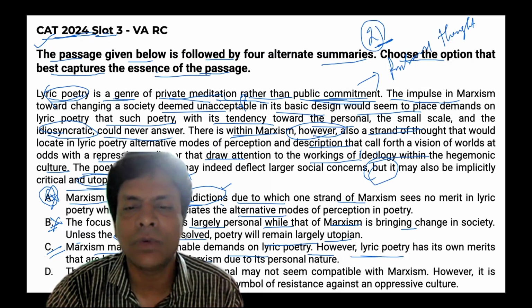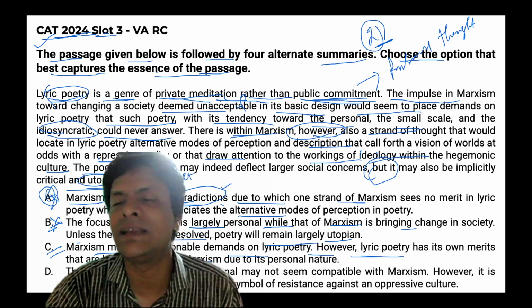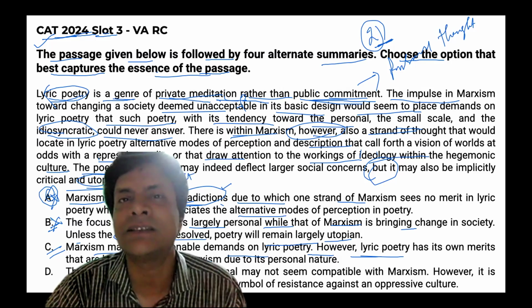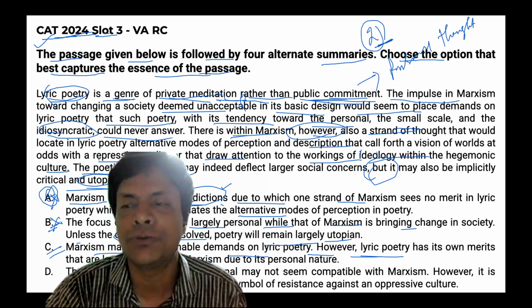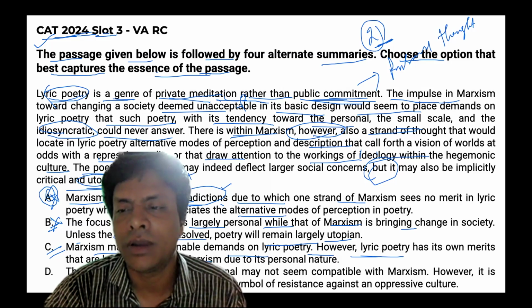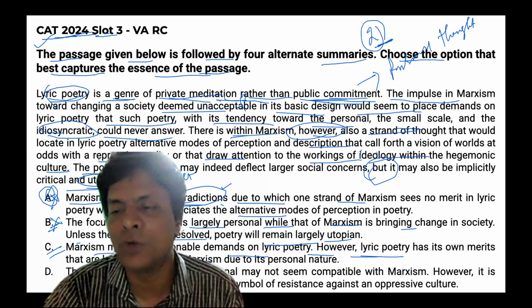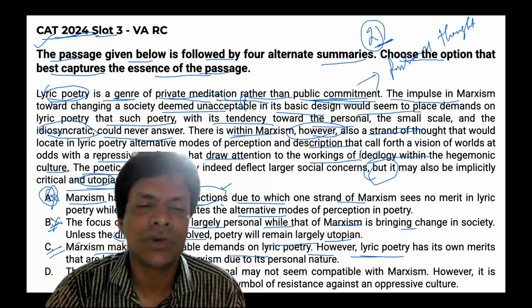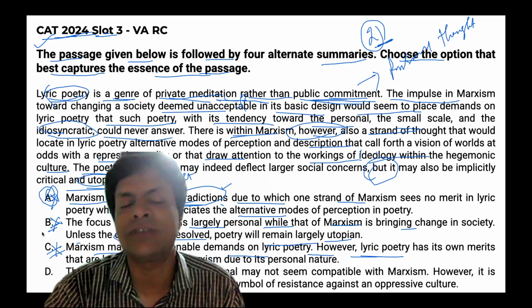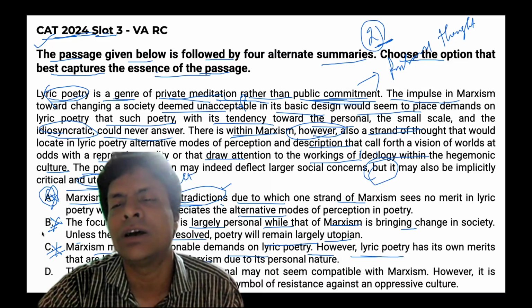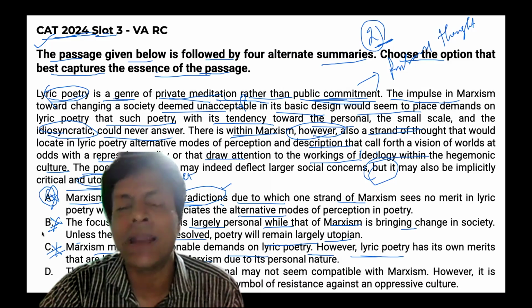Now, nowhere in the passage is it trying to tell us that Marxism expects too much from lyric poetry, right? So, in that case, it is also trying to say that Marxism overlooks poetry because it is more about personal feelings. So all such things are distorting the idea. It is not trying to tell us the core idea of the passage.